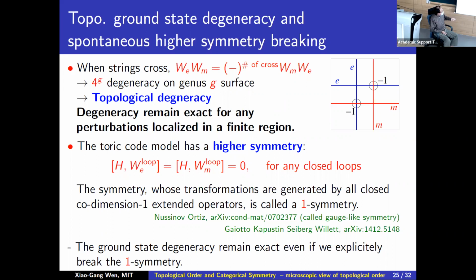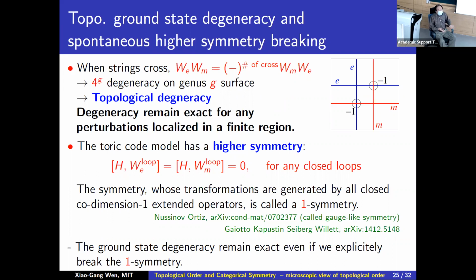The main point of the first paper is that they propose that topological order actually comes from this kind of symmetry, this gauge-like symmetry. But here I want to emphasize that although the topological model has this one-form symmetry, and we can explain the degeneracy using this algebra, the trouble is that even after we break this one-form symmetry, the topology is still there.